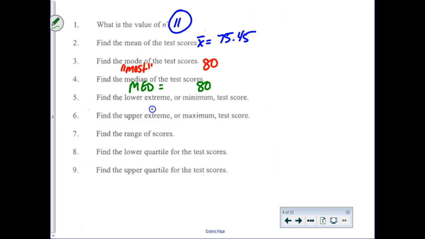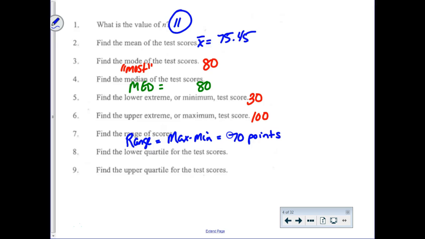So let's keep looking. The lower extreme, or the minimum test score. What was that minimum test score they gave you? 30. That poor kid. All right, so then what's the upper extreme, or the highest test score? Of course there's a kid out there who gets 100. And then the range of scores is not given to you, but you guys maybe remember the word range as being the difference between the maximum and the minimum. So the scores range by 70 points.